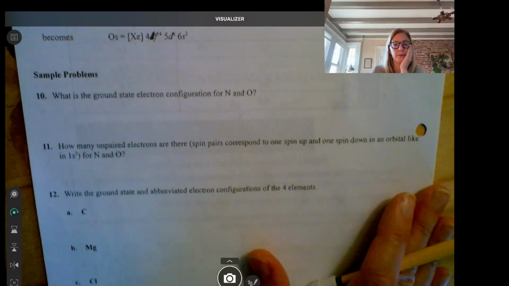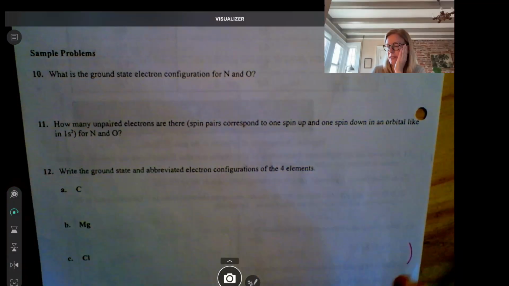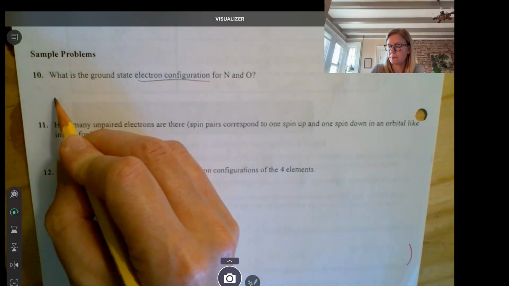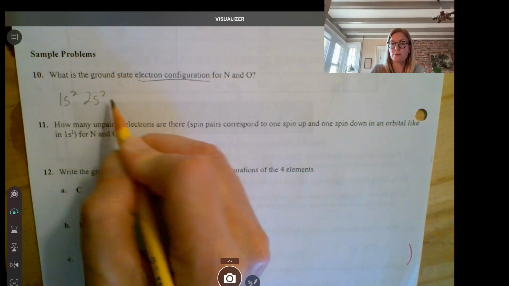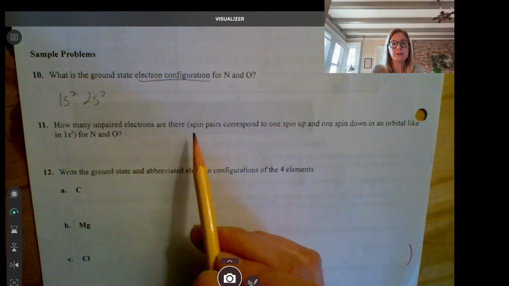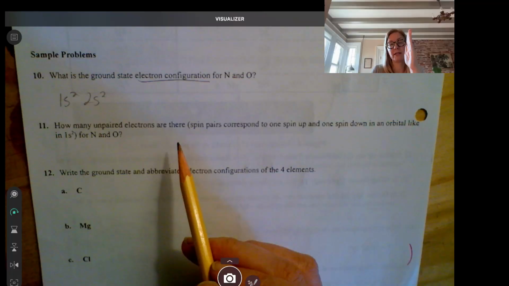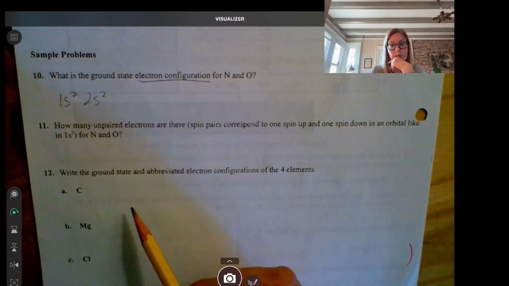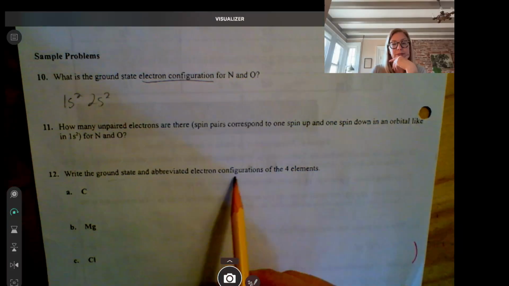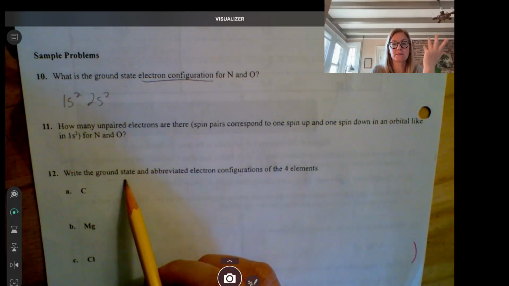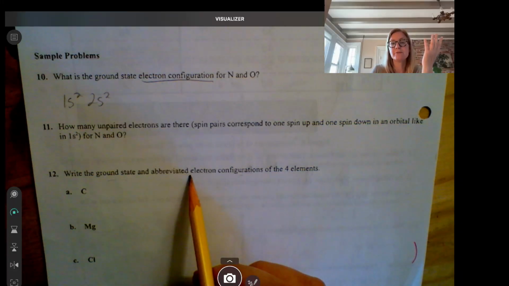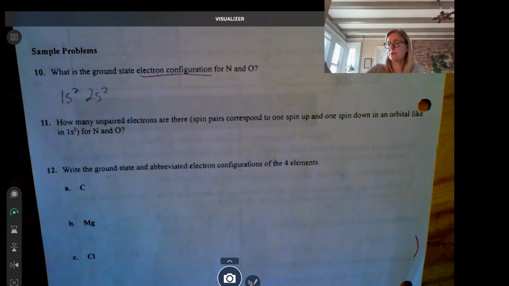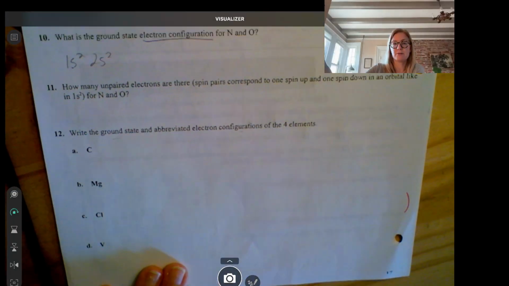Okay, so go ahead and pause the video and try these yourself. Write the electron configuration. That means 1s2, 2s2, and go from there, okay? The unpaired electrons are the times when you have an arrow in an orbital, an arrow in a spot with no partner, okay? And then ground state and abbreviated electron configuration. So the ground state is the normal electron configuration, and the abbreviated one is the one where you use a noble gas, okay? So go ahead and try 10, 11, and 12 on your own. Pause the video and then unpause the video to check your answer.